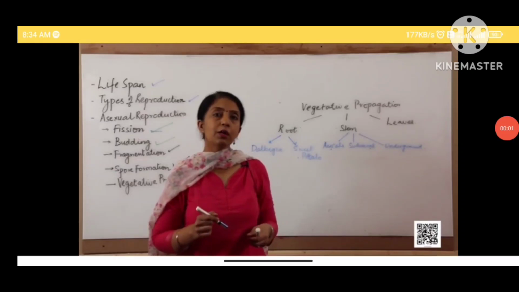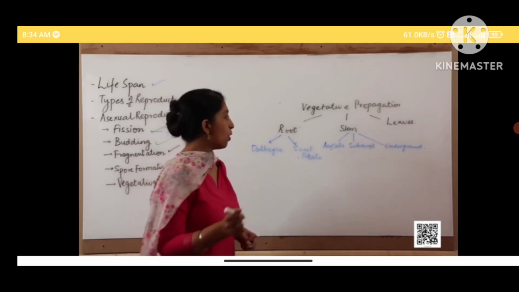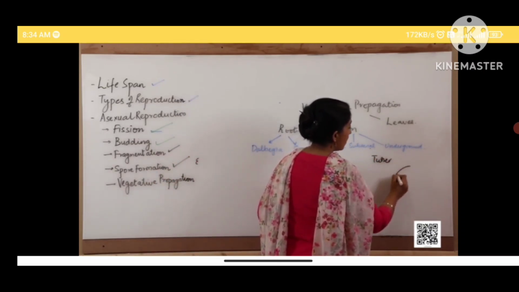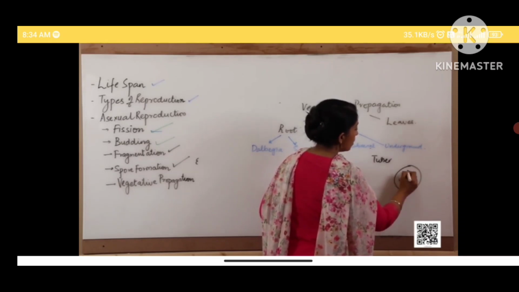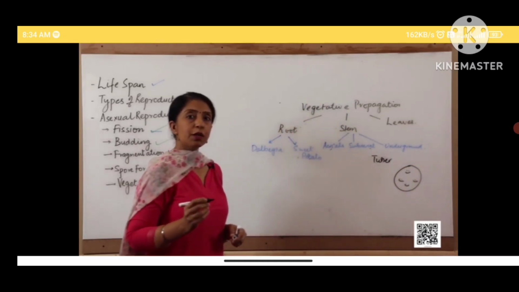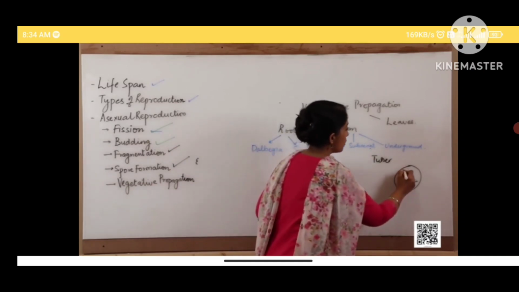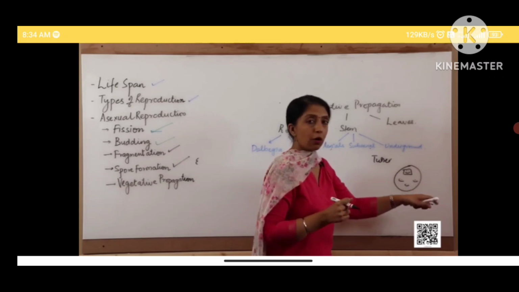Stem, they help in vegetative propagation. You must have all seen the potato. These are the tubers, and a potato has eyes or the nodes on its surface. Each node has the ability to give rise to a new plant. So if we cut a portion of this potato containing the node or the eye and we grow it in the soil, it can give rise to a new plant.